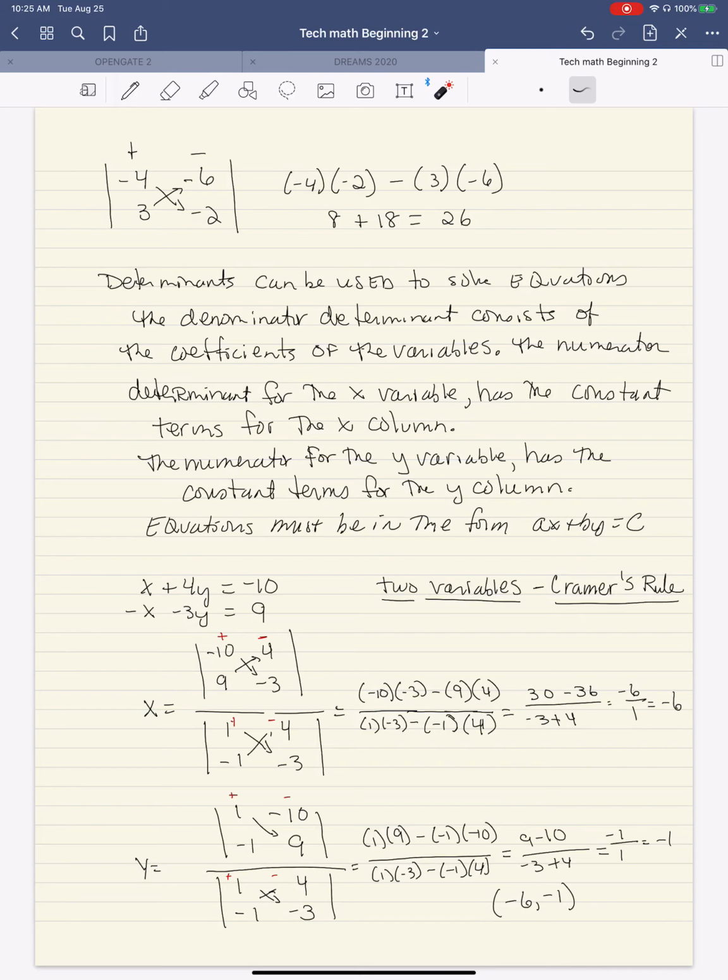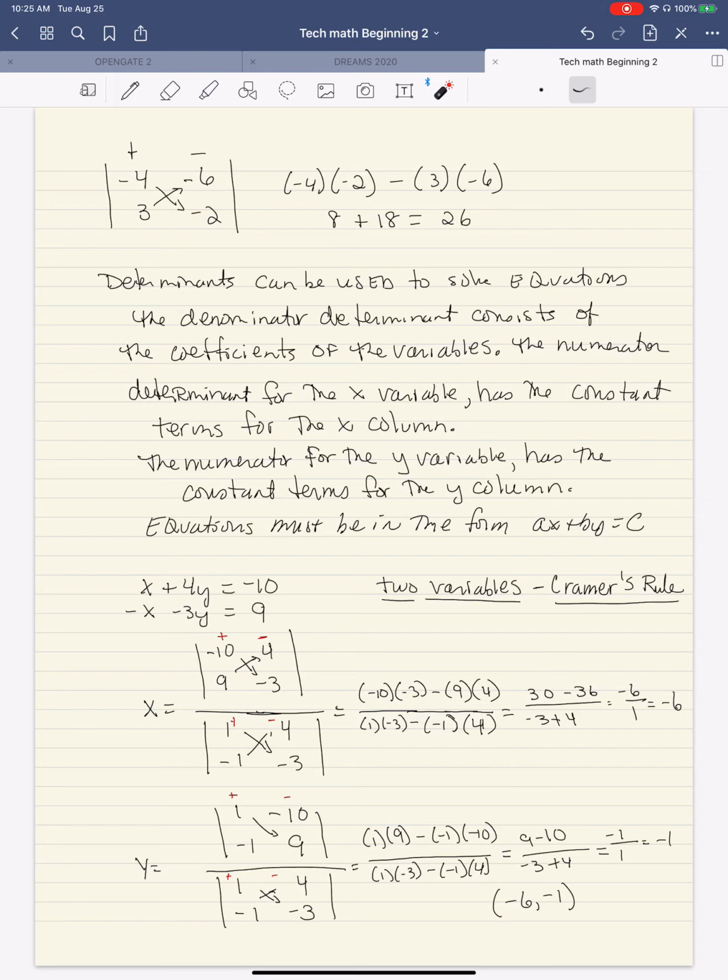So x plus 4y equals minus 10, minus x minus 3y equals 9. So I'm going to set up the two sets of determinants. The x variable, when you're solving it, consists of a numerator determinant and a denominator determinant. And the y does as well, a numerator determinant and a denominator determinant.